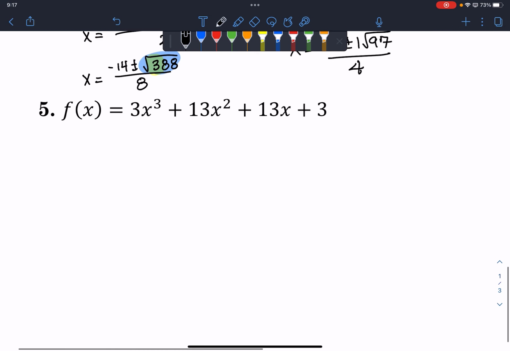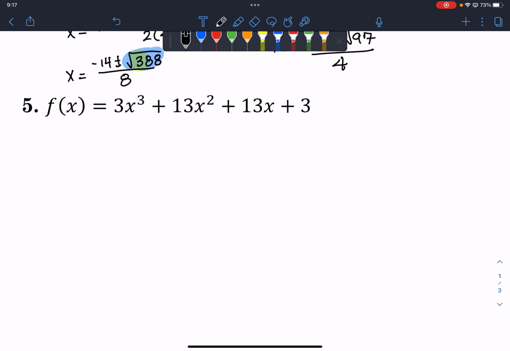All right, moving on to example number 5. Let's try 3. All right, as soon as we have a 3 in the front, a 3 in the back, let's see if 3 works. Again, the list of possible rational zeros divided by, again, 1 and 3. Well, again, let's just try positive 3. See if positive 3 works.